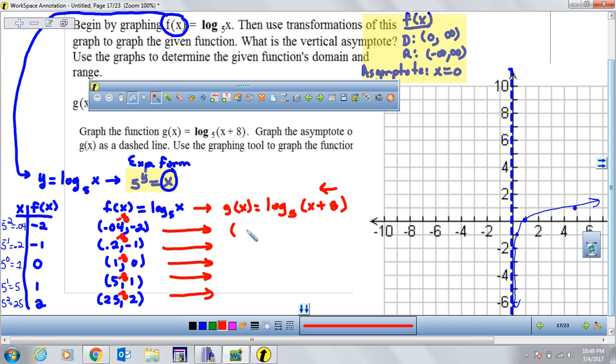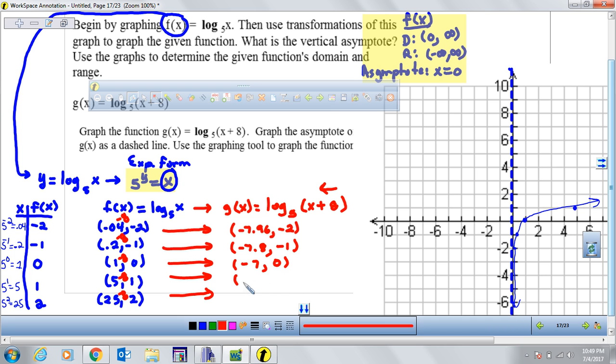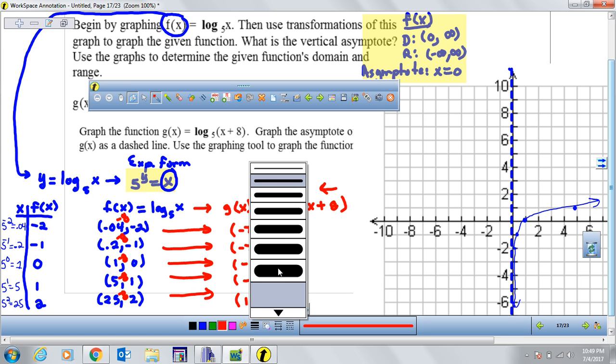And we're going to get the point 0.04 minus 8 is negative 7.96, comma, negative 2. Now, 0.2 minus 8 is negative 7.8, comma, negative 1. 1 minus 8 is negative 7, comma, 0. 5 minus 8 is negative 3, comma, 1. And 25 minus 8 is going to be 17, comma, 2. Let's graph those points now for this function g of x.